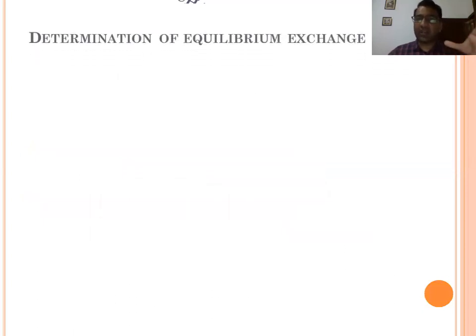Now the question: determination of equilibrium exchange rate. How is the exchange rate determined? Already we have discussed the sources of the demand and the supply of foreign exchange. If both are equal at any point, if the demand and supply curves of foreign exchange intersect, at that point the exchange rate is determined.